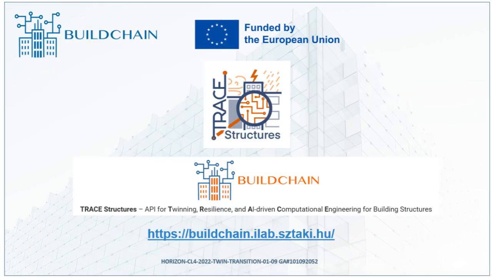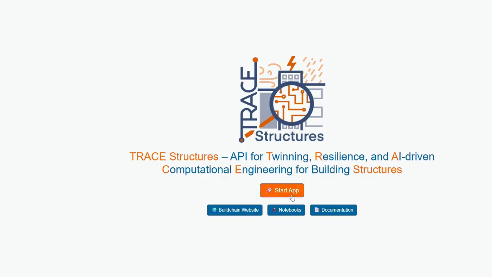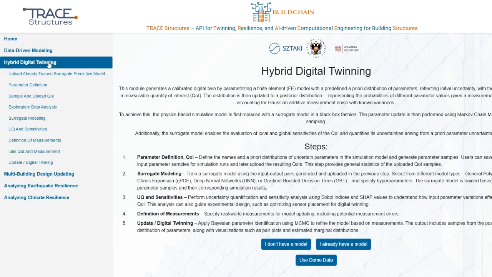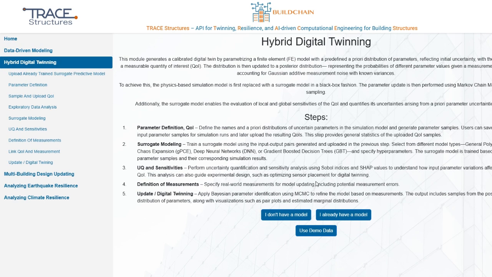Ready to explore the Trace Structures API? Head over to buildchain.ilab.SZTAKI.hu to get started. Then, go to the Hybrid Digital Twinning section to either start with a new model or load an existing one, or simply explore the tool using built-in demo data.